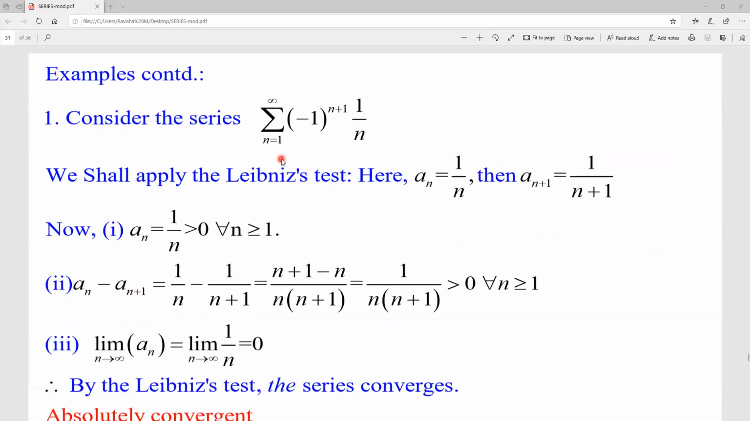Let us take some examples. Consider the series sum from n equals 1 to infinity of (minus 1) to the power of n plus 1, by n.